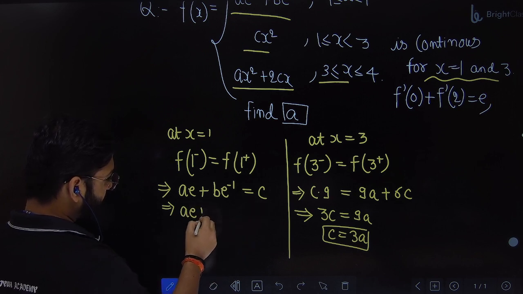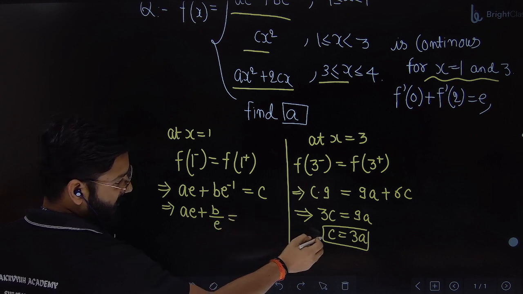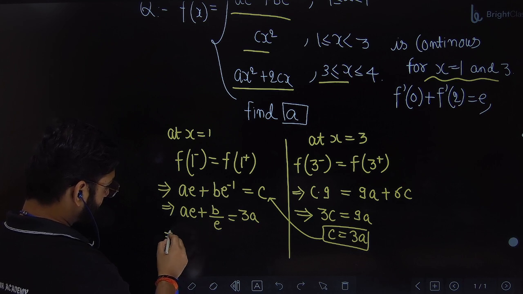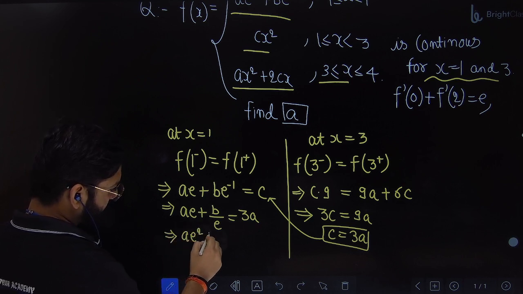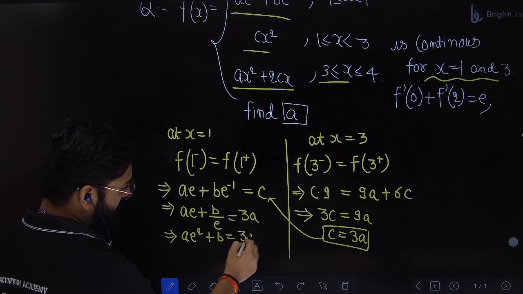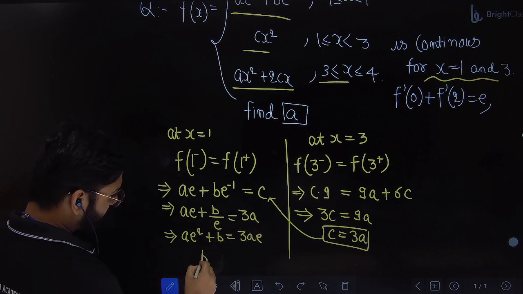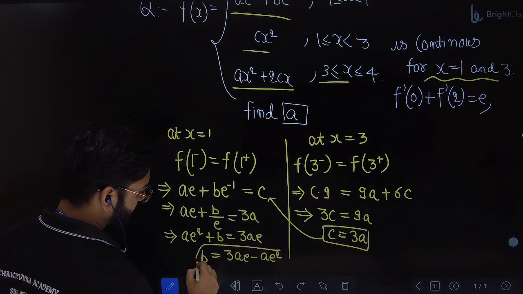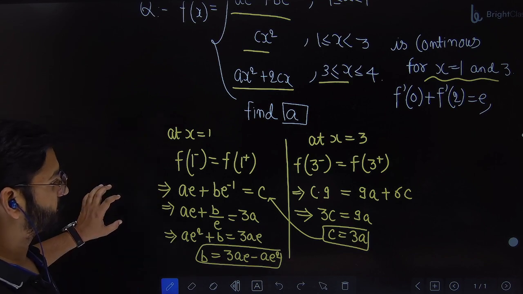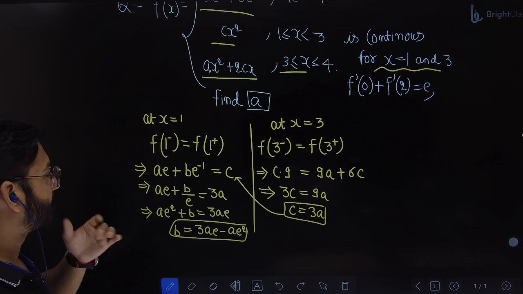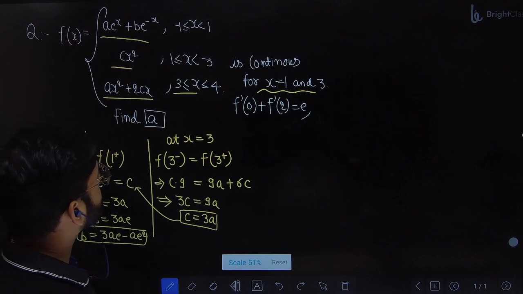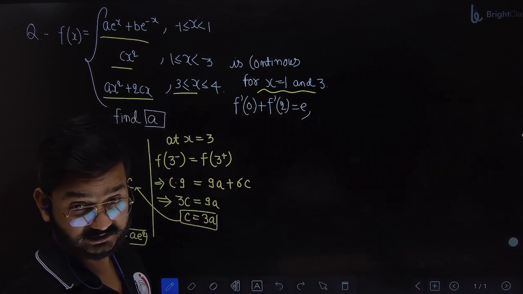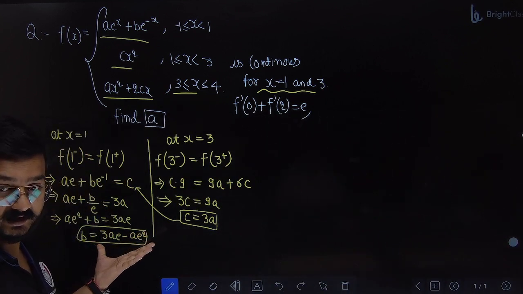So this becomes ae plus b by e equal to c, which equals 3a. Take LCM: ae square plus b equal to 3ae. So you can write b as 3ae minus ae square. This question is just lengthy. There's nothing difficult, not a single thing in this question which you will find difficult, but it needs patience. Anything new in these two things? You guys are already aware.